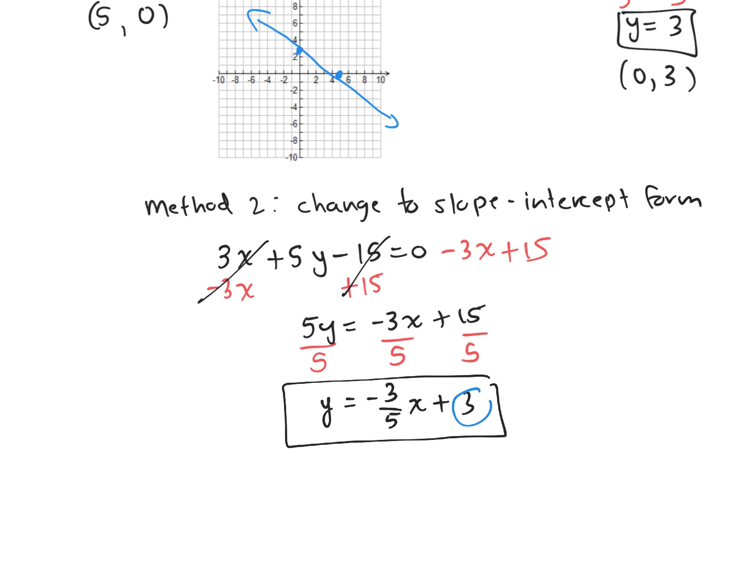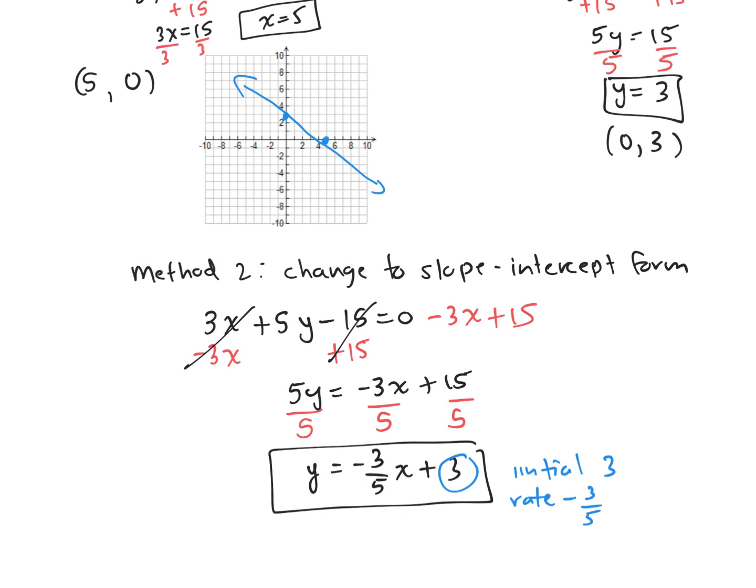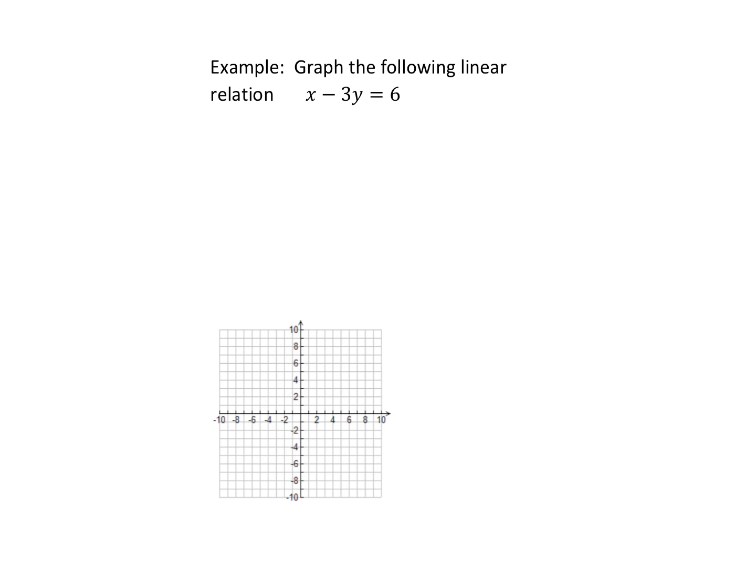So the initial value is 3. And the rate is negative 3 over 5. So the initial value is 3, which we already see here on the line, and then we go down 3 over 5 to find the next point. So both methods are fine. You will be specifically asked to do each one. But the x and y intercept is just another way to graph by finding 2 points.